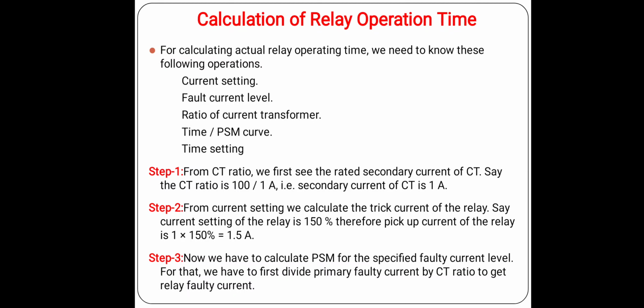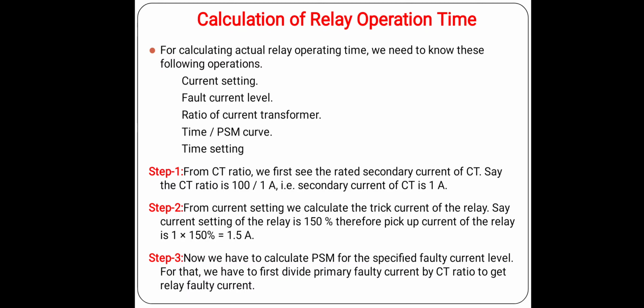The first step is to find the rated secondary current of the current transformer. For example, if the CT ratio is 100 upon 1 ampere, that means the secondary current of the current transformer is 1 ampere. So this is the first step: we find the current transformer secondary current, which is 1 ampere. Now the second step is, from the current setting, we calculate the trip current of the relay. Here the word mistakenly written is the trip current.